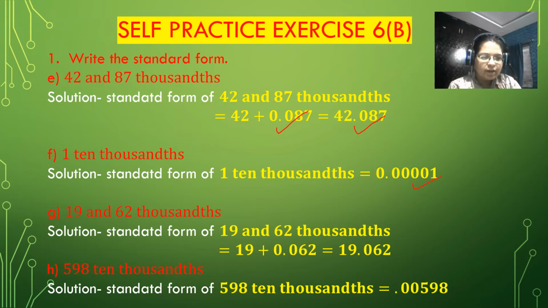G, 19 and 62 thousandths. Standard form of 19 and 62 thousandths is 19 plus 0.062 equal to 19.062. H, 598 ten thousandths. Standard form of 598 ten thousandths is 0.00598.